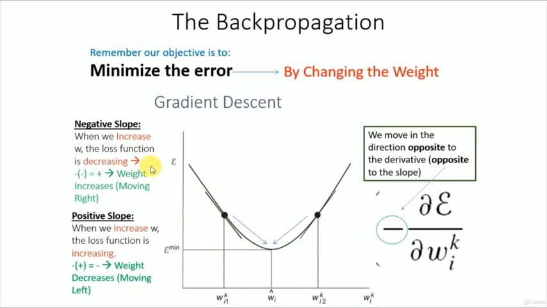Okay, so let's consider the example of a negative slope, which is this slope right here. So remember, our objective is to reach the minimum. So our objective is to move right in this case.